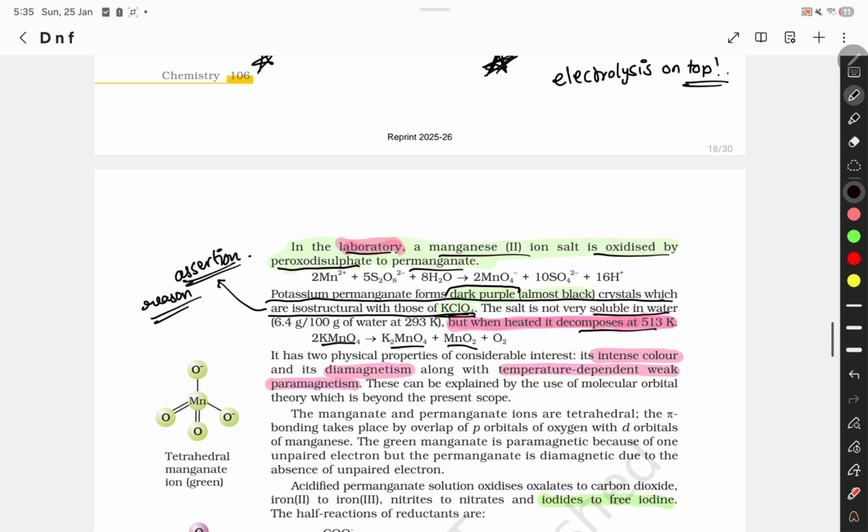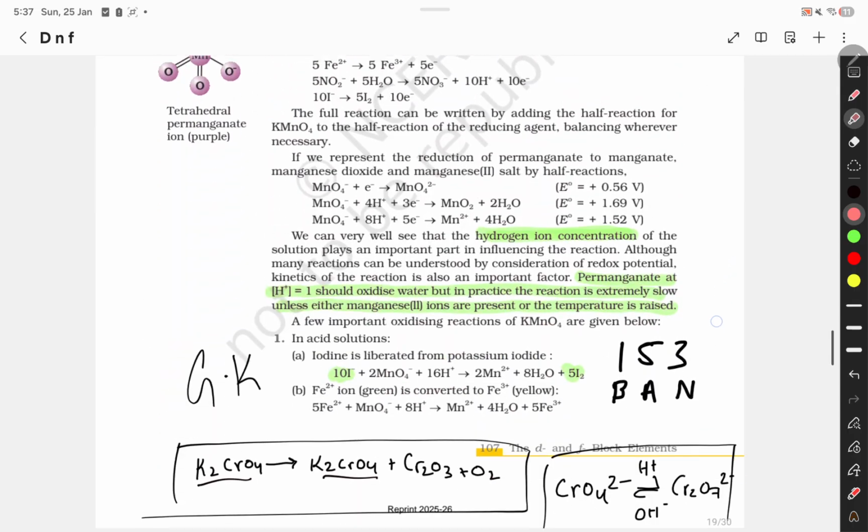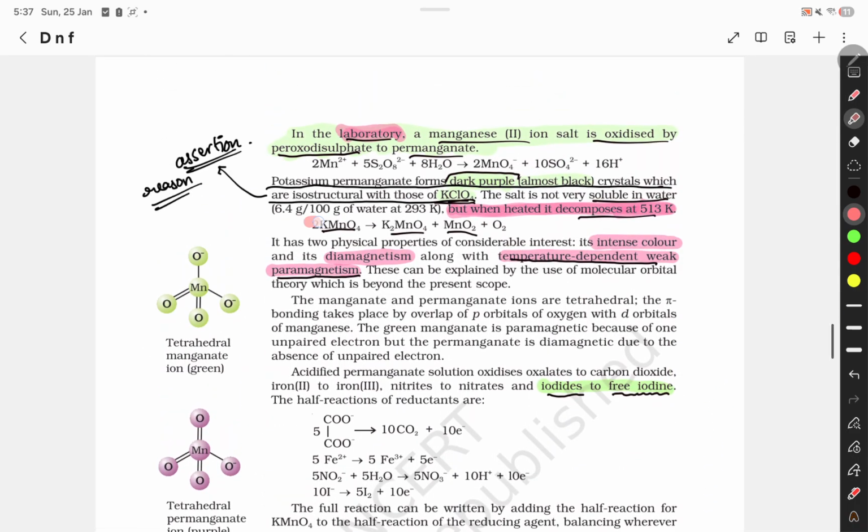First we start with MnO2, right? MnO2. Then it becomes MnO4 2-, then MnO4-. Then KMnO4 gives K2MnO4 and MnO2 and O2. Alright, and there are two physical properties of considerable interest: intense color and diamagnetism, along with temperature dependent weak paramagnetism. So that is just a fact based thing.